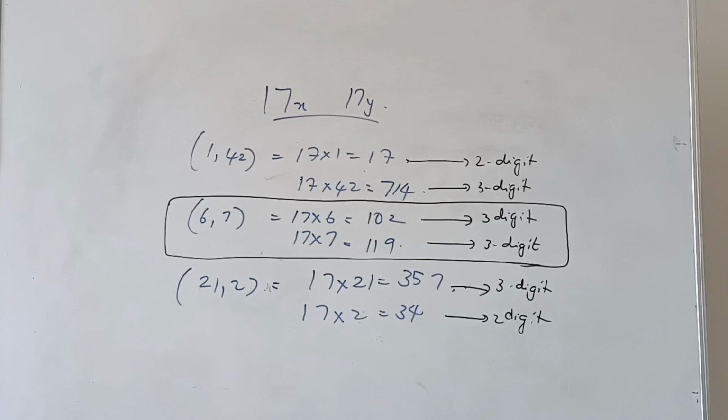It is given that the numbers are 3-digit numbers. So when we are substituting the values of the three pairs of numbers in 17x and 17y, you can see that the first option 1 and 42 will give me two values, out of which one is a 2-digit and the second is a 3-digit. The values of 6 and 7 will give me two 3-digit numbers, but the third value also will give me one 3-digit and one 2-digit number. So I know that the value of 6 and 7 is the right one here.